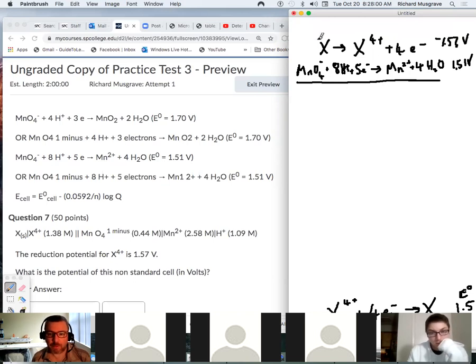Now I know that in order to make these electrons equal, I'm going to have to multiply the top one by 5 and the bottom one by 4. So I have to do 5 times the top reaction and 4 times the bottom reaction here. Does anybody have any questions about why I'm doing that?